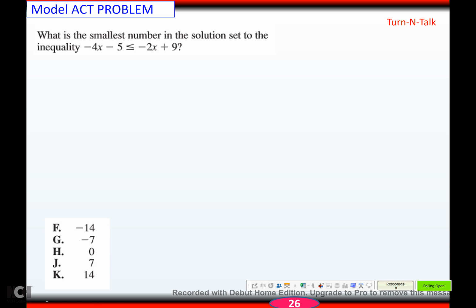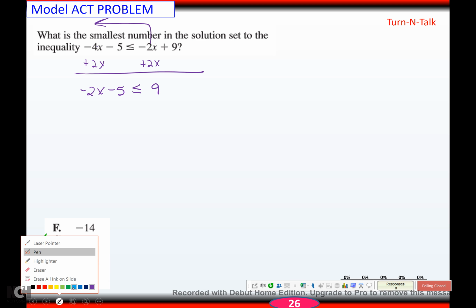Alright, you try this one, hit pause, come back when you're ready. And hopefully you got negative 7. What is the smallest number in the solution set to the inequality? So first we have to solve it. Well, I've got x's on both sides, so I'm going to move this x over by adding 2x to both sides. That gives me negative 2x minus 5 less than or equal to positive 9.